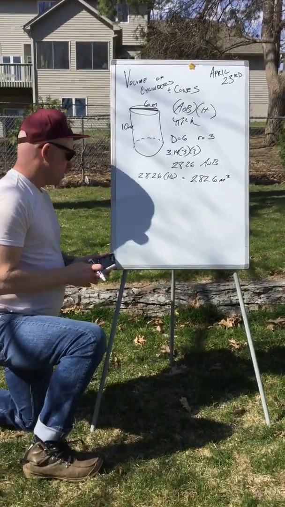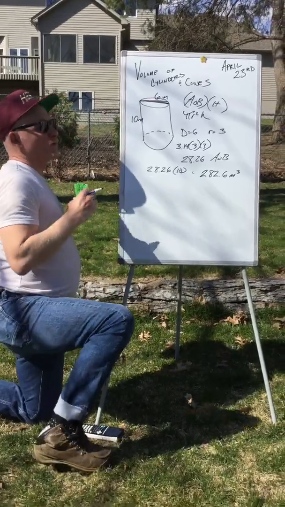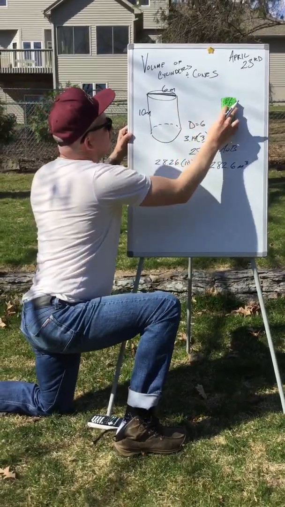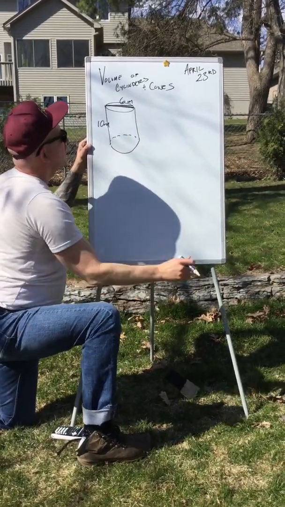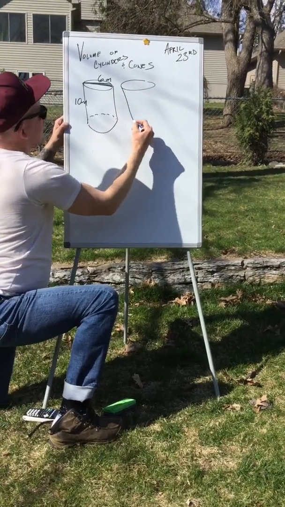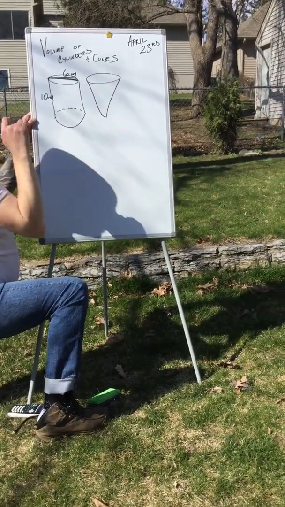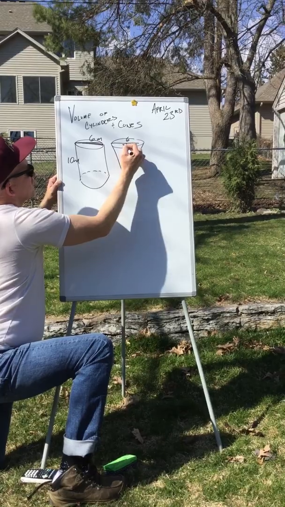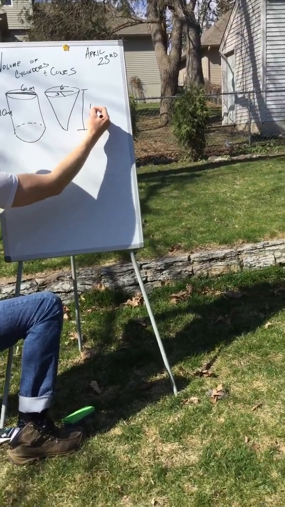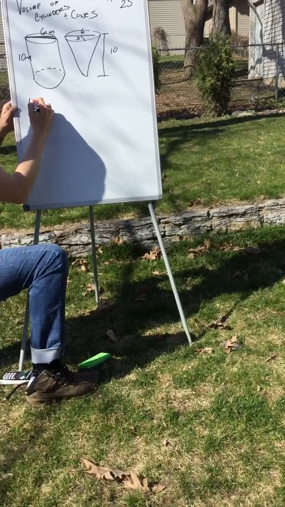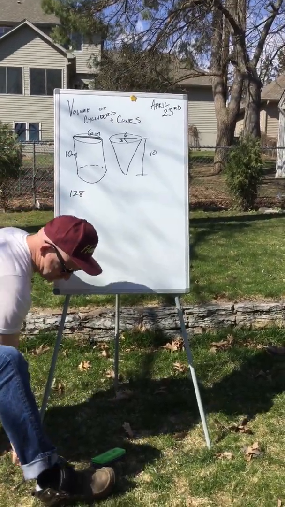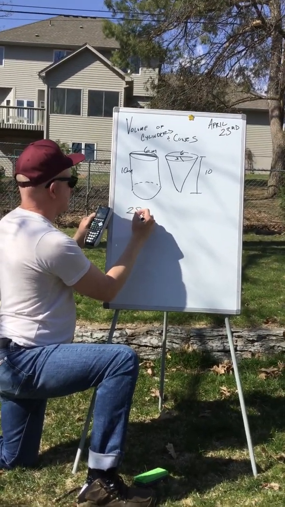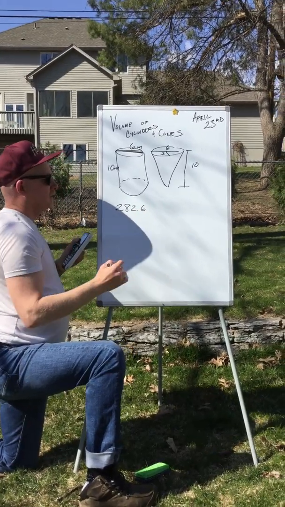Okay, what's cool about cones and cylinders is if we were in school today, we would bring out water and beans and compare. So let's say we had a cone that was the exact same dimensions. So we had a diameter of 6, or a radius of 3, and a height of 10. So our previous answer was 282.6.